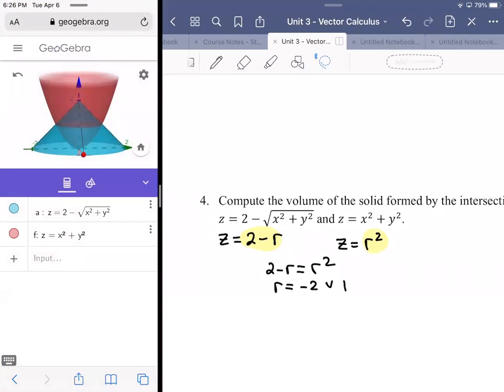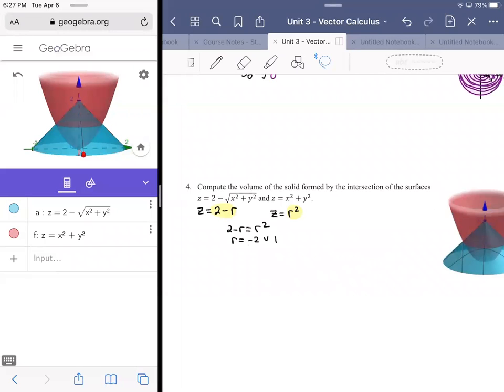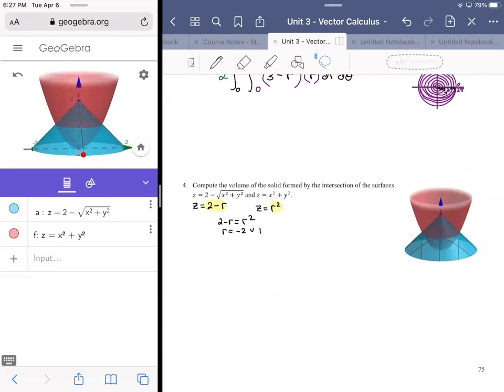Back to this. We now know the intersections. Now, the intersection in Desmos is one thing. The intersection, as it applies to polar coordinates, is something different. So what we have are two circles, r equals negative 2 and r equals 1. So I'm looking at this and saying, well, which one is it? That's kind of an issue.